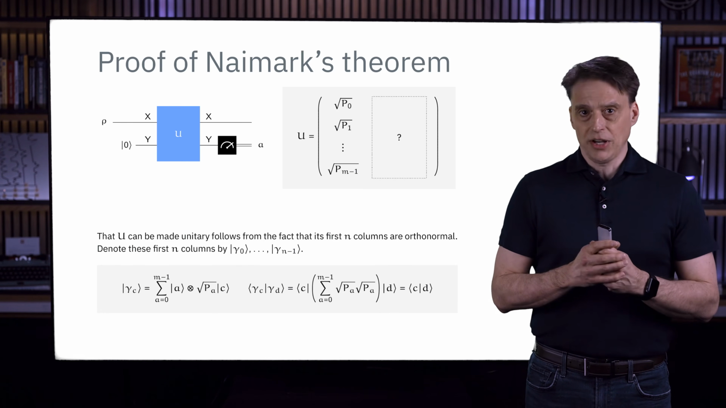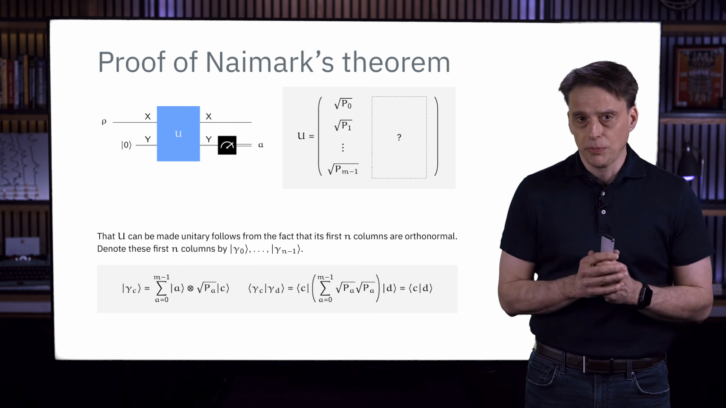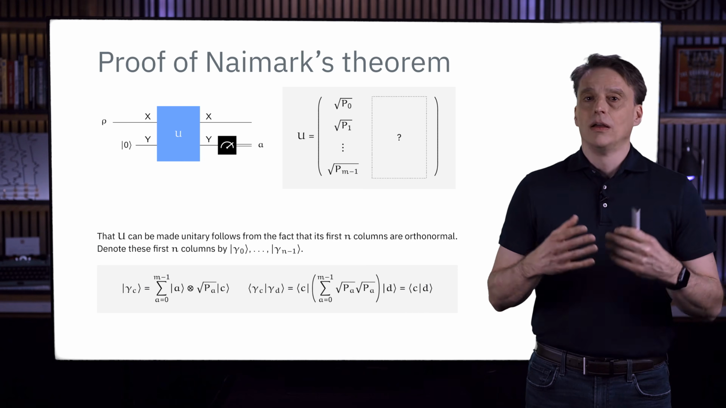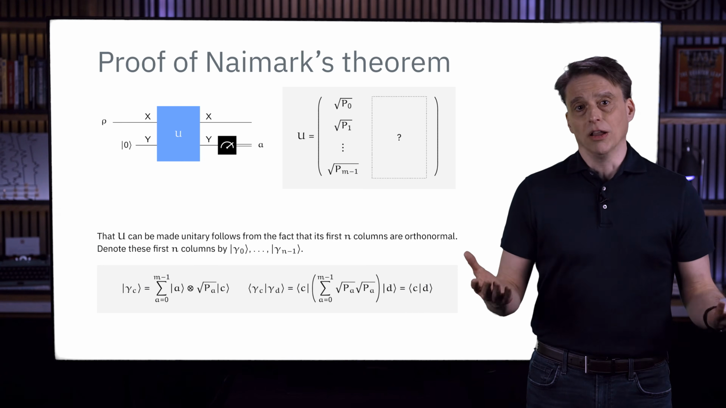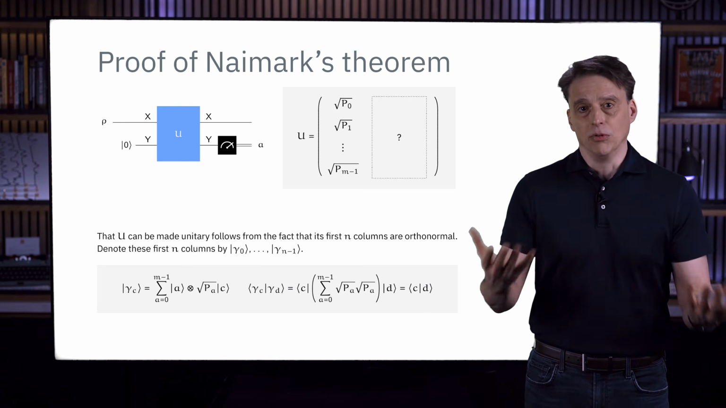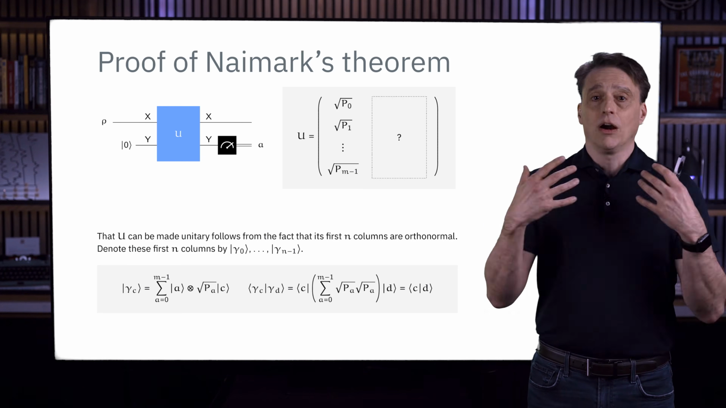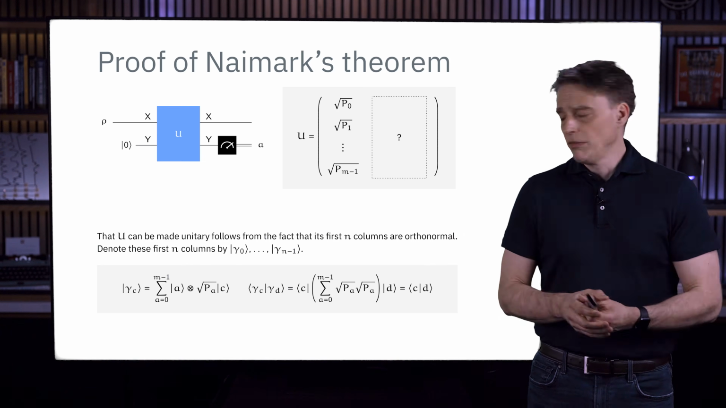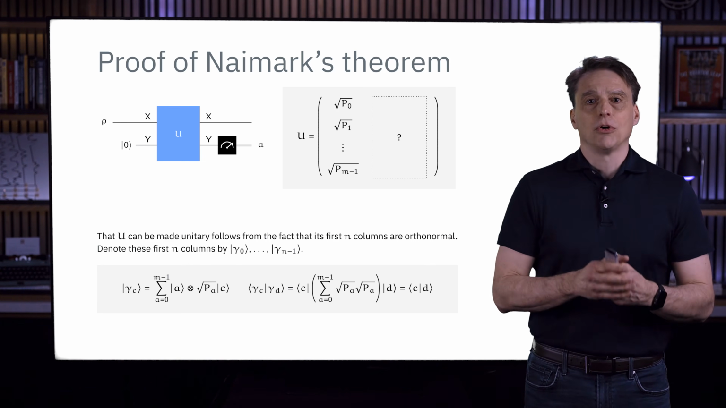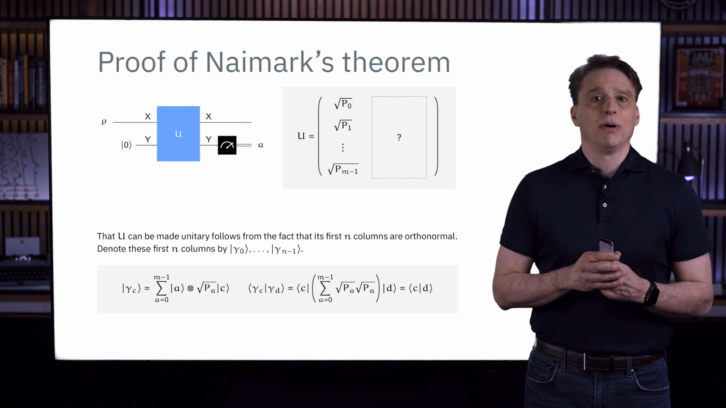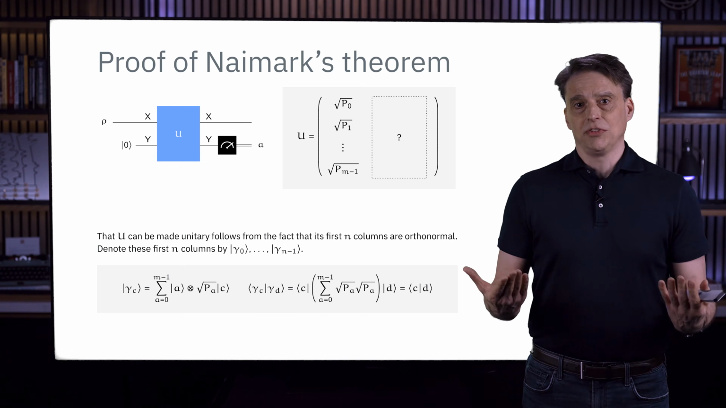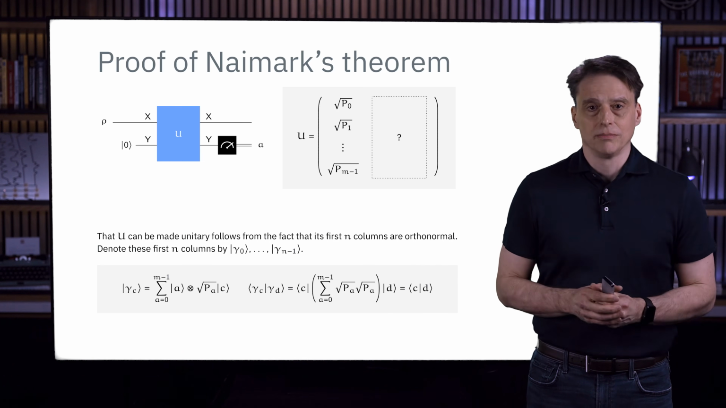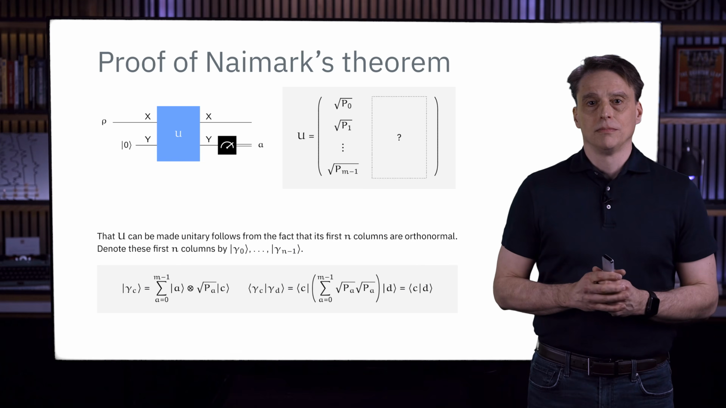The second thing we need to check is that it's possible to fill in the unspecified columns of U in such a way that it becomes unitary. This follows from the fact that the first n columns, which are the ones that are formed by the square roots of the matrices that describe the measurement, are orthonormal, and that can be checked pretty directly. The relevant details are here on the screen, so pause the video and take a few moments to think about that if you wish. But as I suggested before, it's actually a special case of something that we encountered in the previous lesson. And that is the proof.